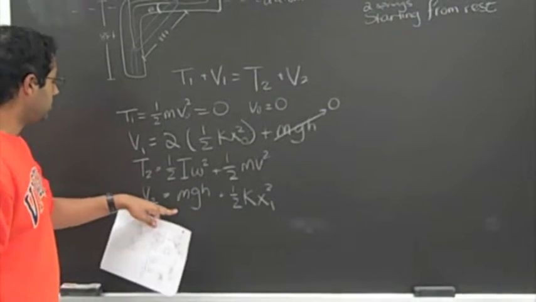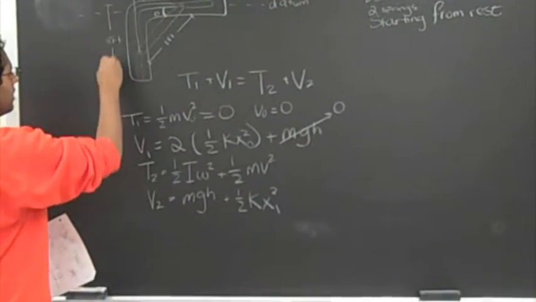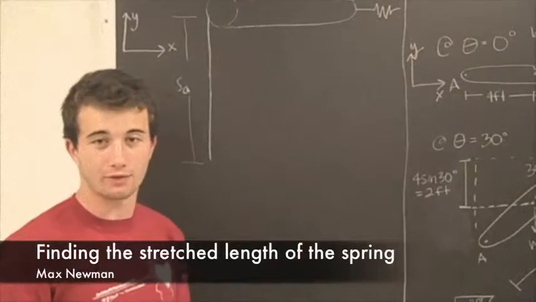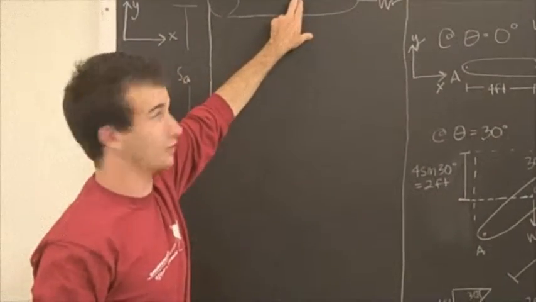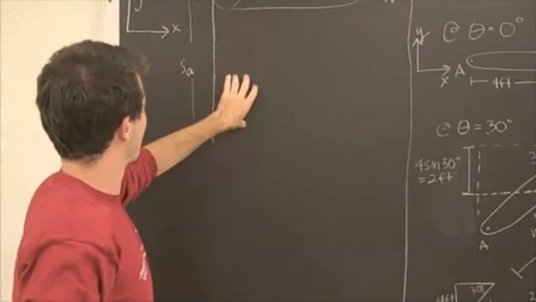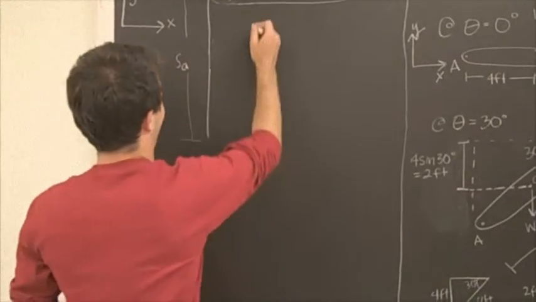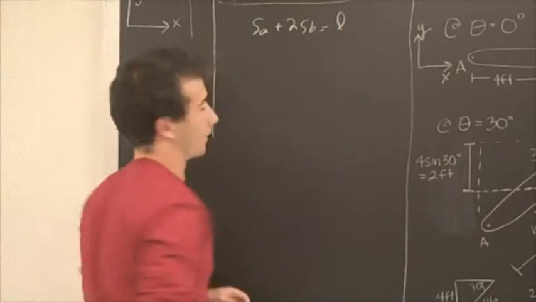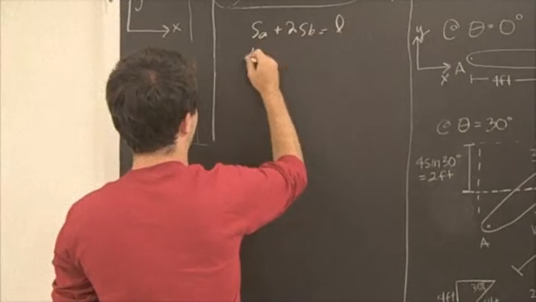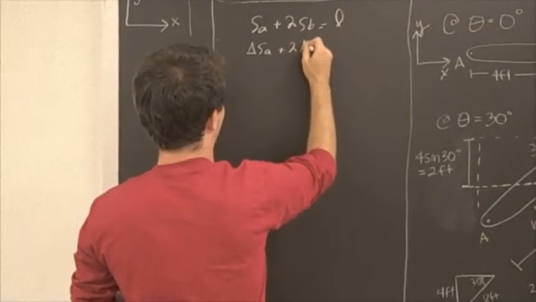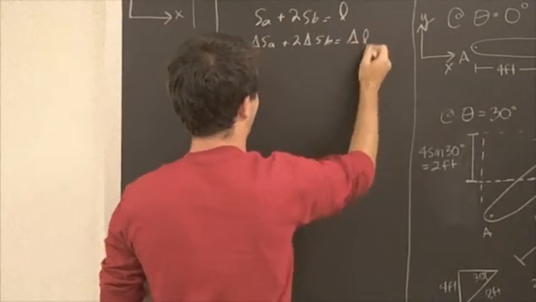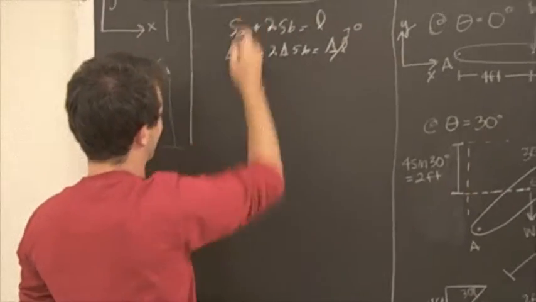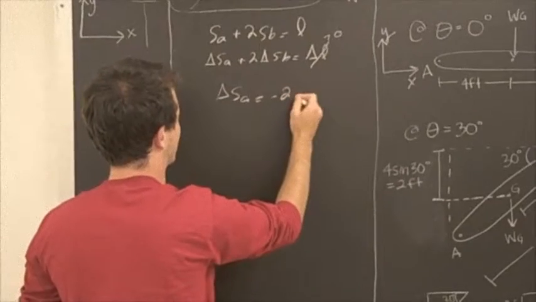And mgh can be found given that we have a distance of 8 over here and this angle, but we need to find the final stretching of the spring. In order to find the distance that the spring stretches, we need to find out how much this top length of rope changes. So we can establish the relationship between this length here and this length here. Because we know the total length of the rope doesn't change, SA plus 2 SB equals the total length. Therefore, delta SA plus 2 times delta SB is going to equal the change in length of the rope, which is 0. So delta SA is going to equal 2 times delta SB.